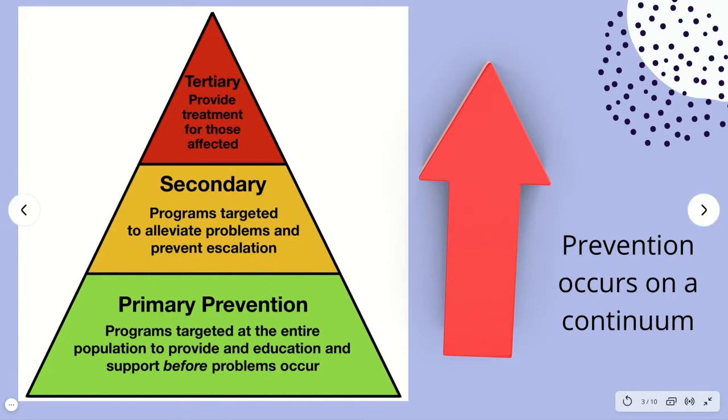Here, they might have some symptomology. Like I said, they might already have some risk factors. We're trying to alleviate those problems, minimize those problems, and we're trying to stop it from escalating, right? So we're trying to contain here. And then as we move up to our last, tertiary, this is where we're providing that individualized treatment and trying to focus on quality of life. So remember, prevention occurs on a continuum.